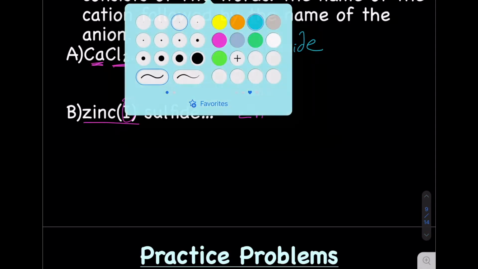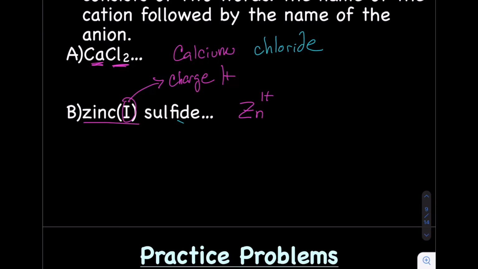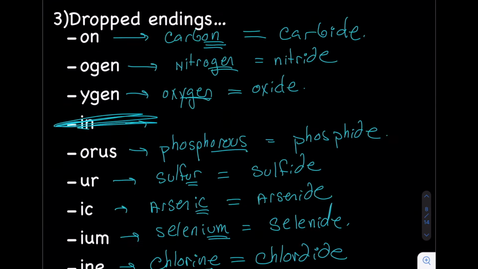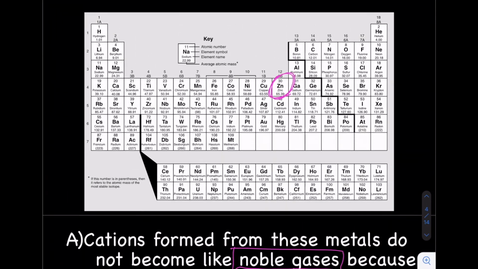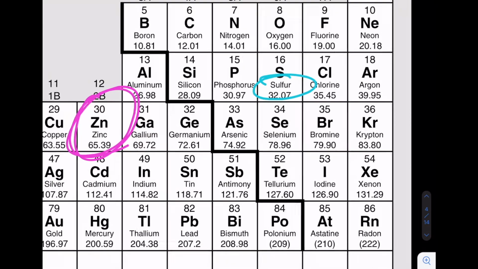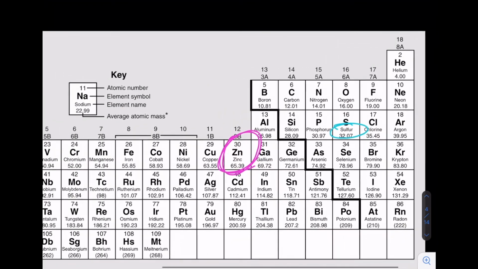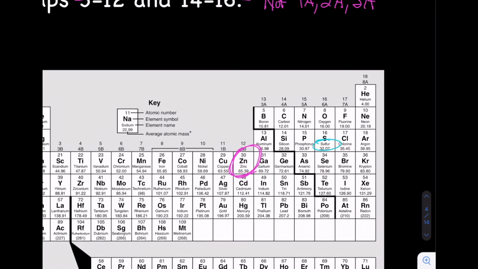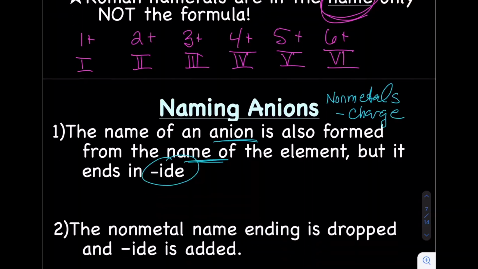So let's try sulfide. What is sulfide? It's the last name, so we know that ending was changed. Well, let's look it up and see if we can find something with "sulf." Ah, there it is. Sulfur with the ending changed. So sulfur is a nonmetal, which means it gains electrons. It needs to gain 2. It gained electrons, so now it's going to have a negative charge because it has extra electrons. So it's S 2 minus.